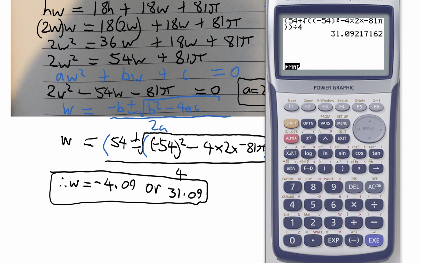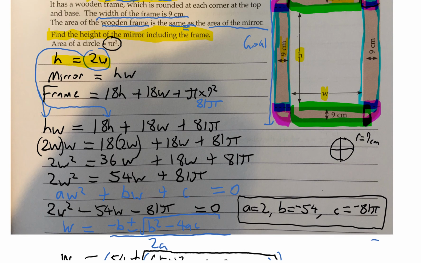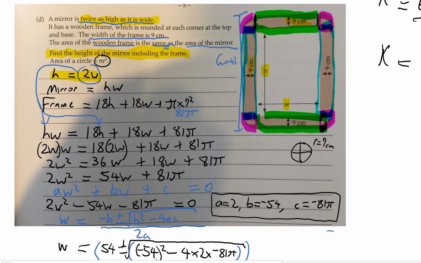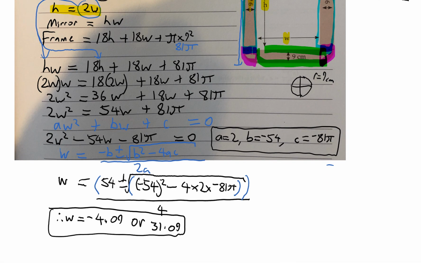31.09. Okay, so I've done my calculating and I've checked my working, and now I'm going to go back and read the goal again. The goal was to find the height of the mirror, including the frame. So what have we got so far? Well, we've got two different values for W. So obviously it can't be the negative one, because we know the width has to be positive. So let's write that down.